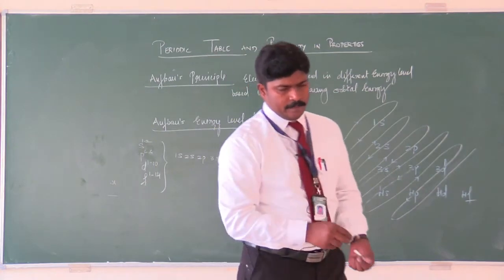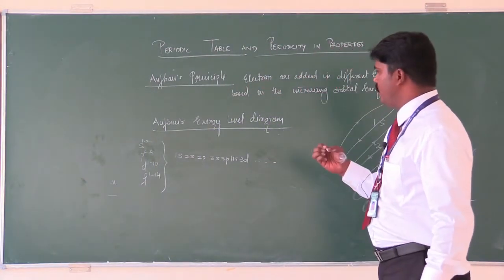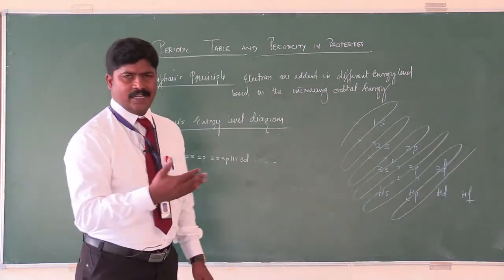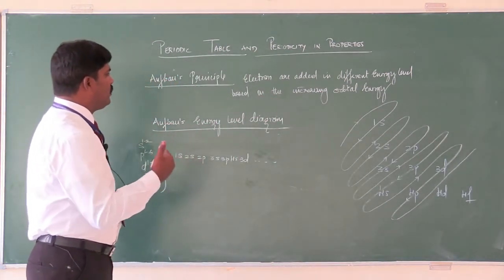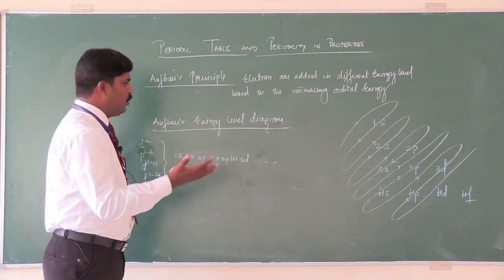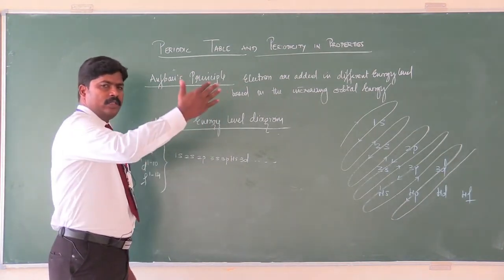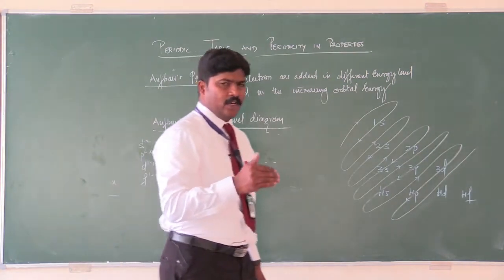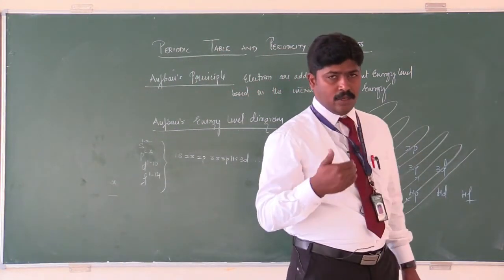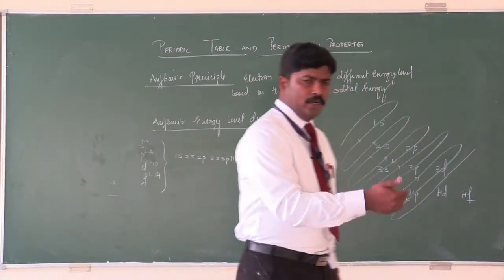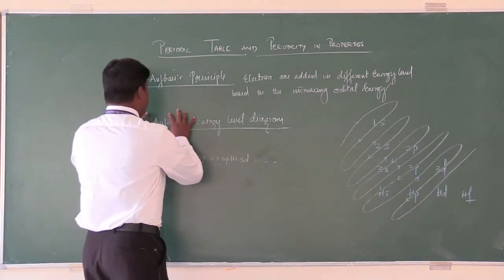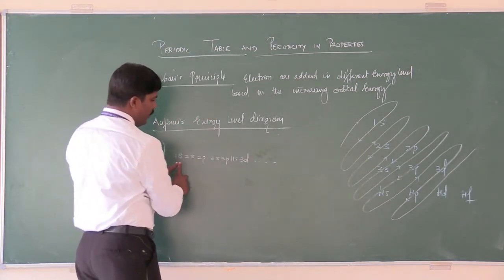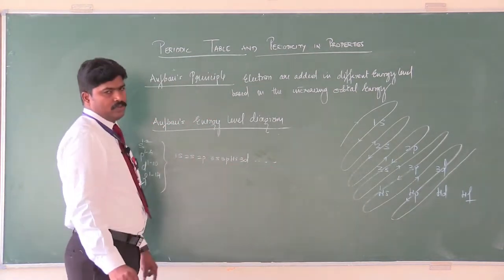So I will repeat again. What is electronic configuration according to Aufbau's principle? What is it trying to explain? It says electrons are added in different energy levels based on increasing orbital energy. I told you KLMN are the main shells or different orbits where electrons are arranged, which can accommodate 2, 8, 18, 32. I also introduced main shell and subshell. I have also introduced the Aufbau's energy level diagram. I have made the diagram very clear to you. With the help of that, I have made you write the arrangement also.